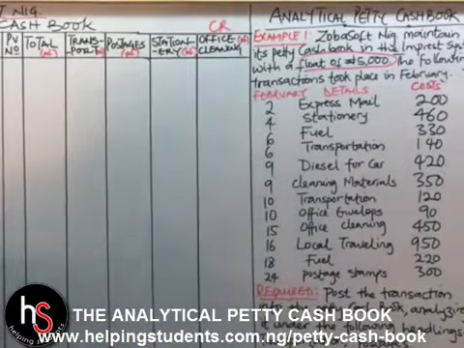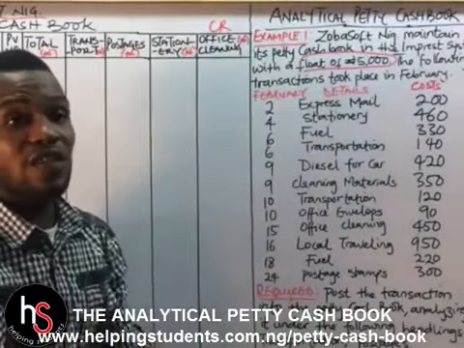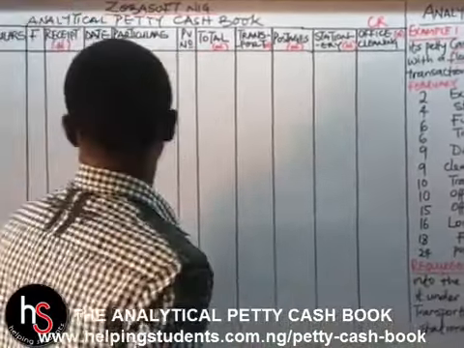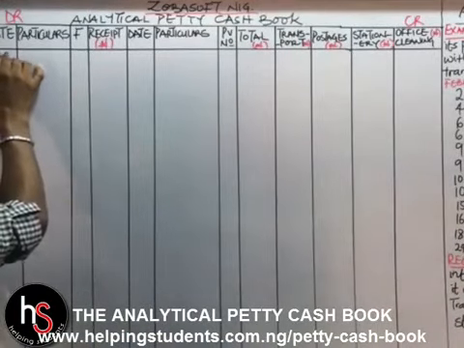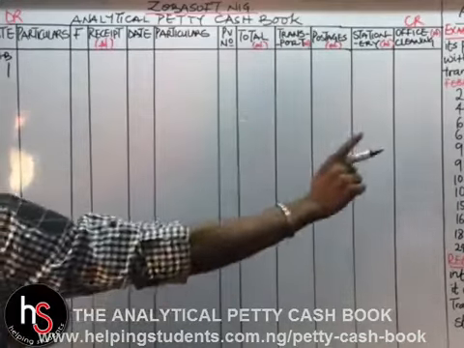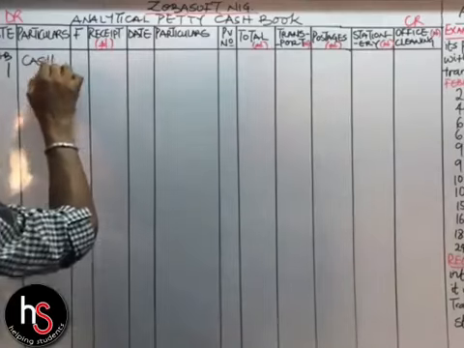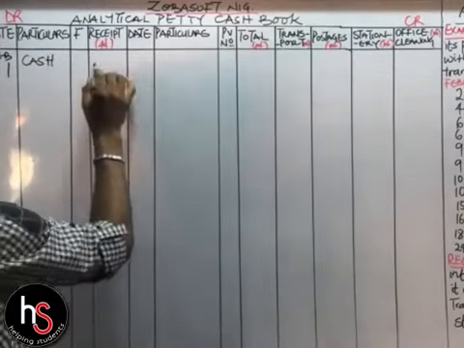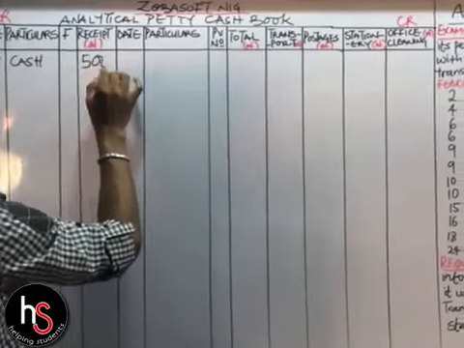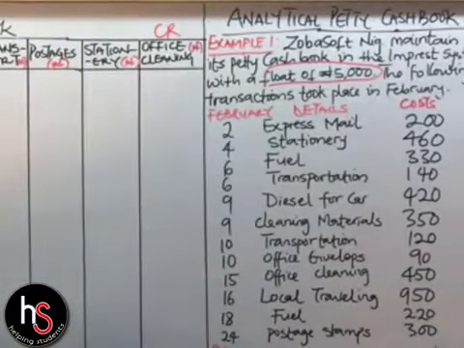What is the date? Since this is February, it simply means we'll make use of the first date in February, which is the 1st of February. So the date will be February 1. Now we'll have what? Cash, right? And how much is the cash? The cash is 5,000 naira, which is the float, which will be recorded under the receipt section. This is the float that was given, okay? So 5,000. And we are through with this particular transaction.